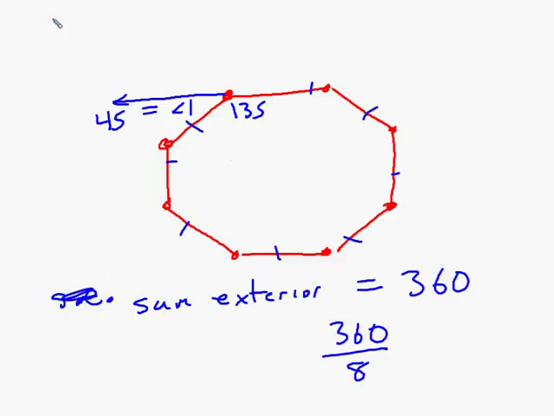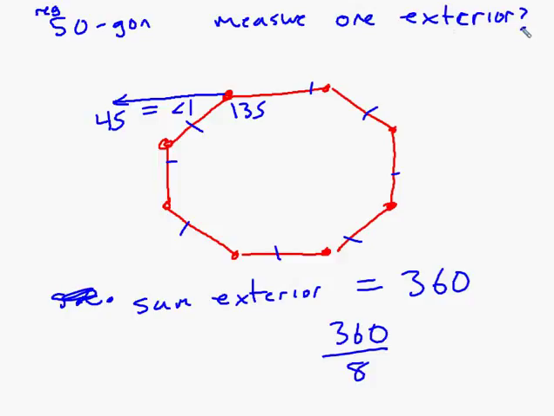Suppose I had a 50-gon, a regular 50-gon, and I wanted to know the measure of one exterior angle. What would I do? You would do 360 divided by 50, and you would get a grand total of 7.2. Yes, that's correct. I did my calculator.